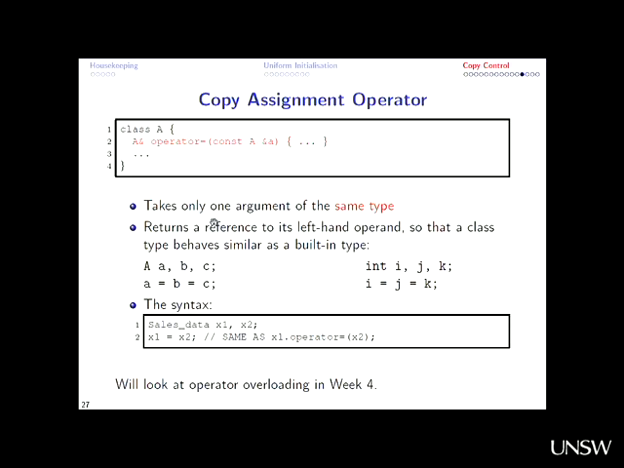What this means is, because it returns a reference to the left-hand operand, it behaves the same as a built-in type. So we can say A equals B equals C, like that, semicolon. In the same way, we can say I equals J equals K. We can chain these things together like that. And we use it just by saying equals. We don't say x1 dot operator equals x2, we just say equals. Very different to if you've come from Java. In Java, you can't do this. We are now defining our own rules for what equals means at this point.